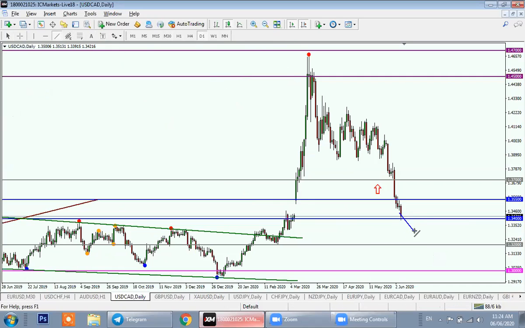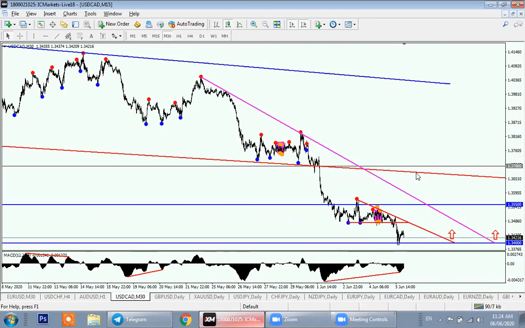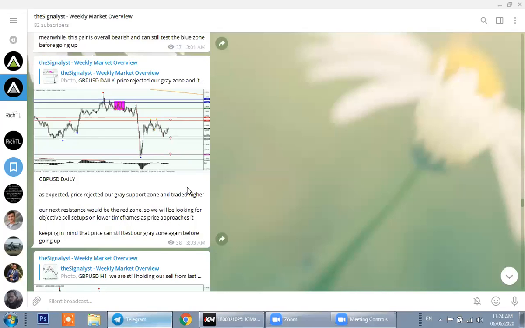So price can still break our lower support aggressively and then enter, and then we'll be looking for objective sell setups. Our next support would be the gray area or even the purple one. But for now, we'll be looking for objective buy setups, and meanwhile, USD CAD would be overall bearish until a buy setup is activated. Let's proceed with GBP USD.